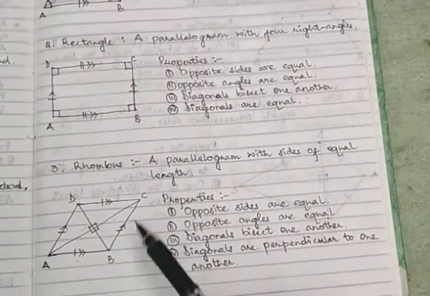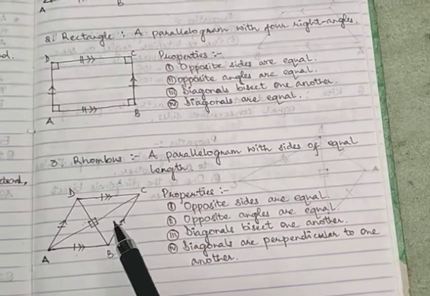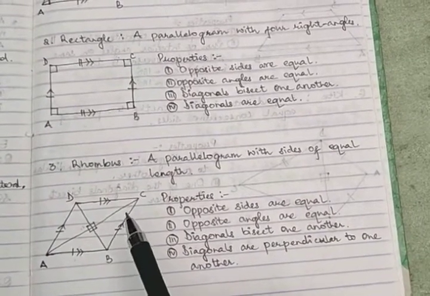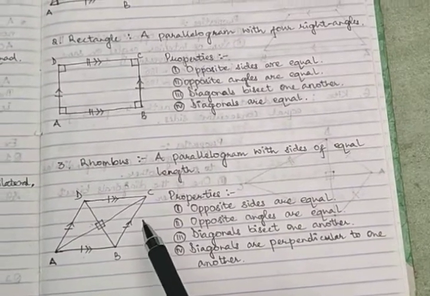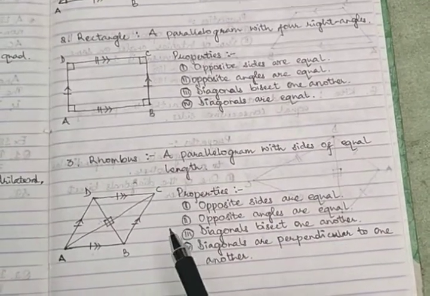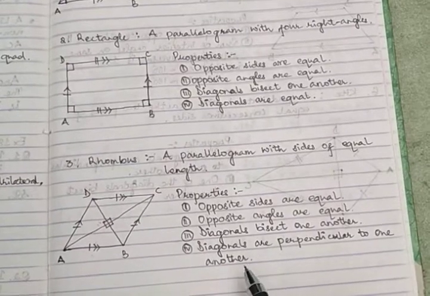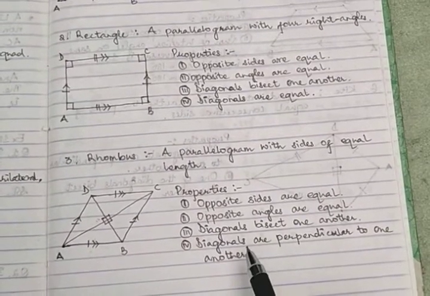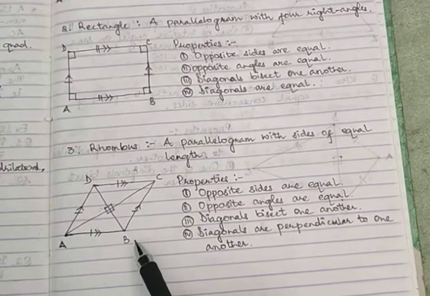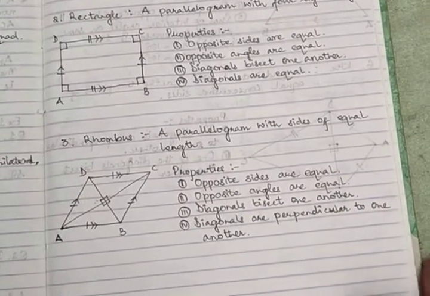Now again, for rhombus, what do we have? We got opposite sides equal, opposite sides parallel, opposite angles equal. Remember, nothing has been told about the four angles. Opposite angles are equal, and the diagonals bisect each other. Till there, all the properties were common among the three, isn't it? Now one unique property it has is that the diagonals are perpendicular to one another. Not just that, the four sides of a rhombus are also equal.